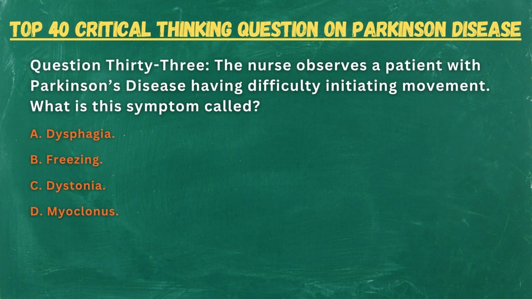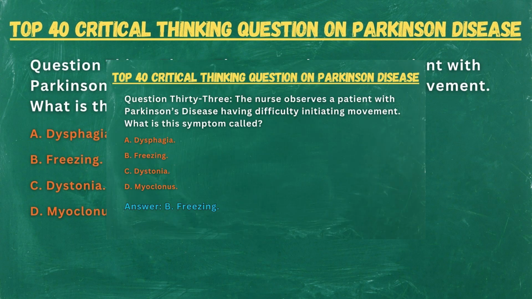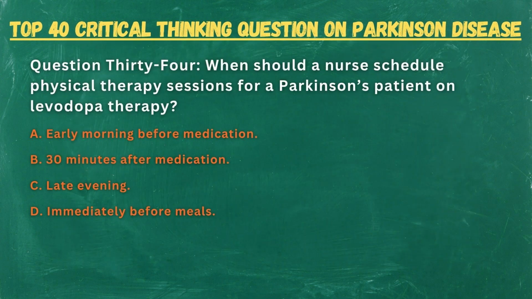Question 33. The nurse observes a patient with Parkinson's disease having difficulty initiating movement. What is this symptom called? A. Dysphagia. B. Freezing. C. Dystonia. D. Myoclonus. Answer: B. Freezing.